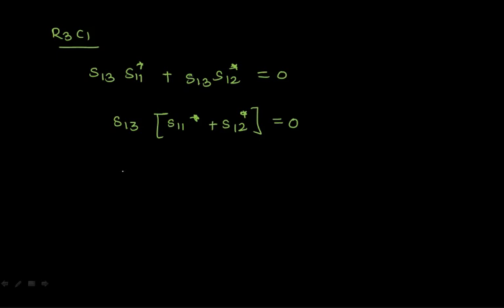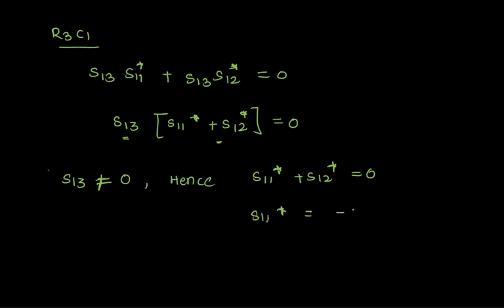Now S13 cannot be 0. Either this term will be 0 or this term will be 0. So from equation number 6.9, we can say S13 cannot be 0, because of the symmetry that whenever you are giving something to port 1, obviously it should come out of that particular port. Hence, the other term, S11 complex conjugate plus S12 complex conjugate, must be 0. So complex conjugates are having this relation.